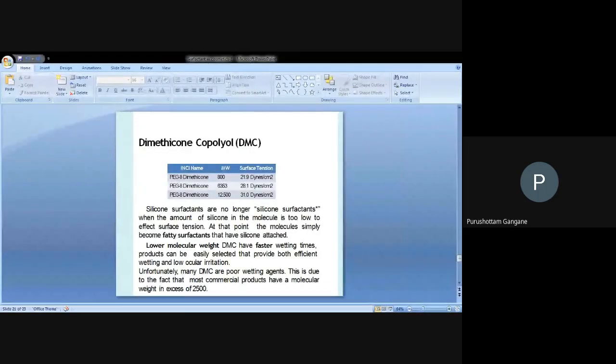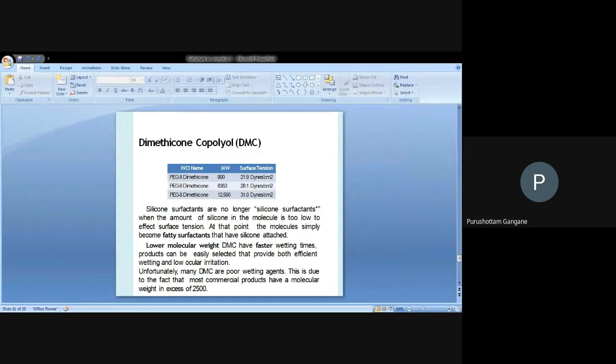It is also available in different grades, or we can say in different molecular weights. PEG dimethicone 800, 6353, and 12500 molecular weight. Depending on your requirement, you can use the different molecular weights of dimethicone copolyol. Just like polyethylene glycol, it is also a surfactant. It is available as polyethylene glycol 400 to polyethylene glycol 6000, in different grades.